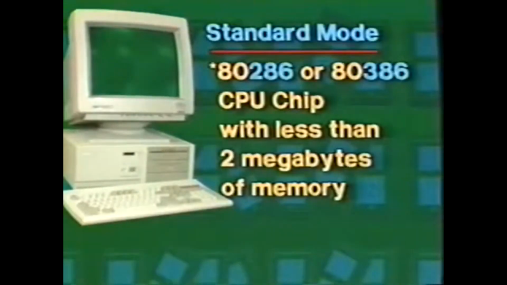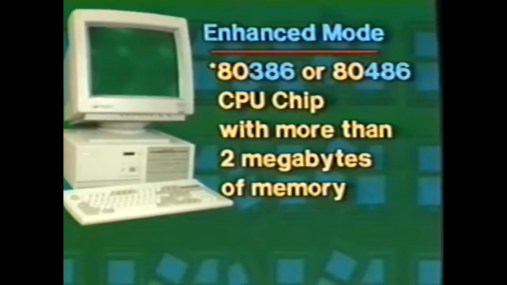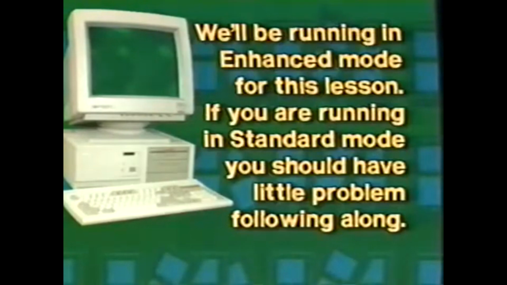Depending on your computer, Windows 3.1 can run in two different modes. Standard mode for computers with an Intel 8286 chip and 386 computers with less than 2 megabytes of memory. And the enhanced mode for 386 computers with more than 2 megabytes of memory. We will be running in enhanced mode for this lesson. For those of you running in standard mode, you should have little problem following along. I'll explain the differences when needed.